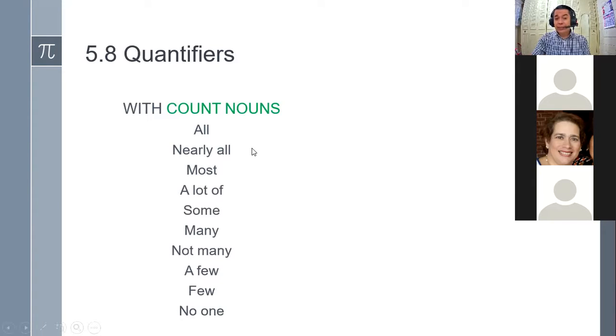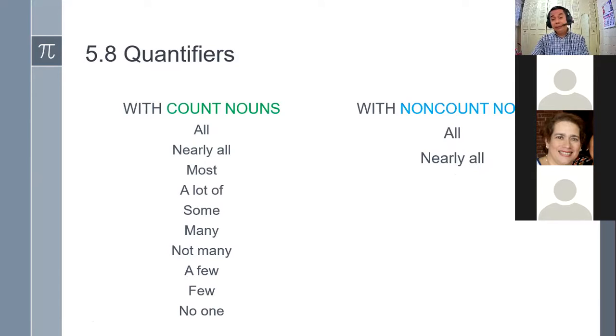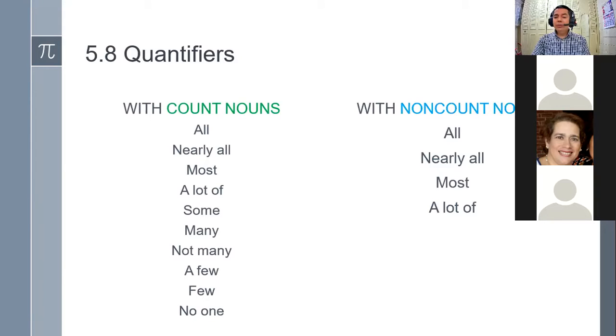Count nouns. Now, with non-count at all. Okay, so I can say all students with count nouns and all water. Todos los estudiantes y toda el agua. So we can use all with count nouns and non-count nouns, right? Also, we can use nearly all, yes, with both. Countable and non-countable. Count and non-count, right? Most. A lot of. Some. Okay, all of these can be used with both, with count and non-count, right?